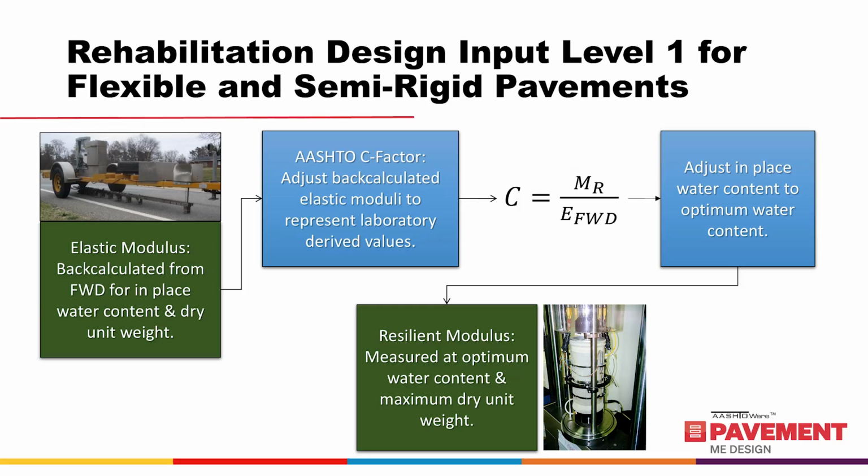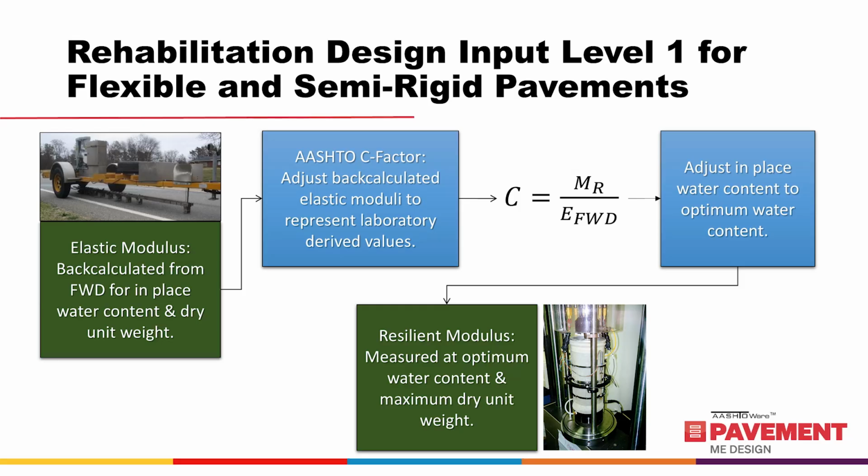The laboratory-measured resilient modulus, at least the default values, represents the resilient modulus of the material at the optimum water content and maximum dry density. The AASHTO C factor, which has been in place since the 1993 and earlier AASHTO Design Guide versions, is used to adjust the back-calculated values to the laboratory-derived values for the same in-place volumetric condition, water content, and density of the unbound layers.